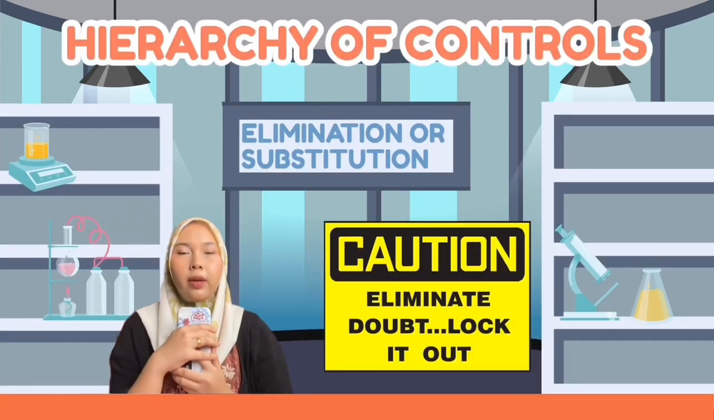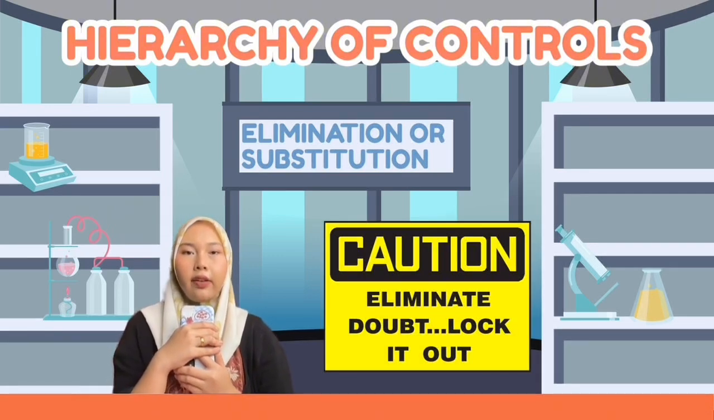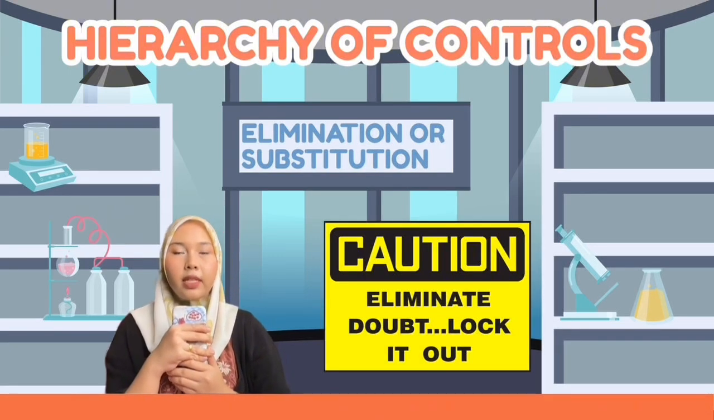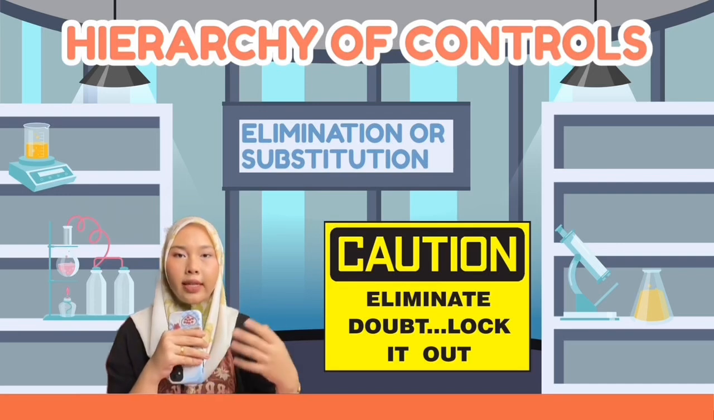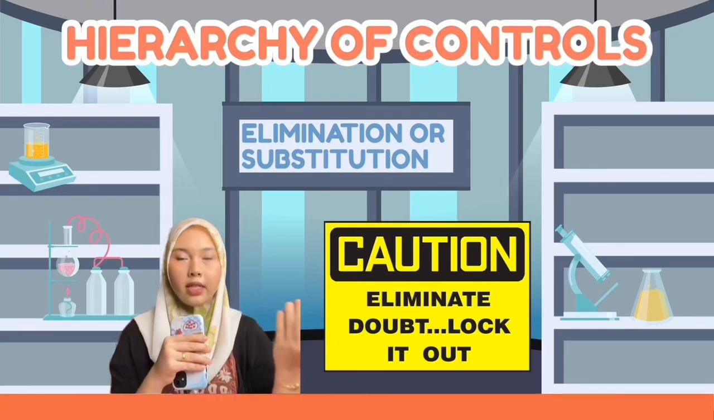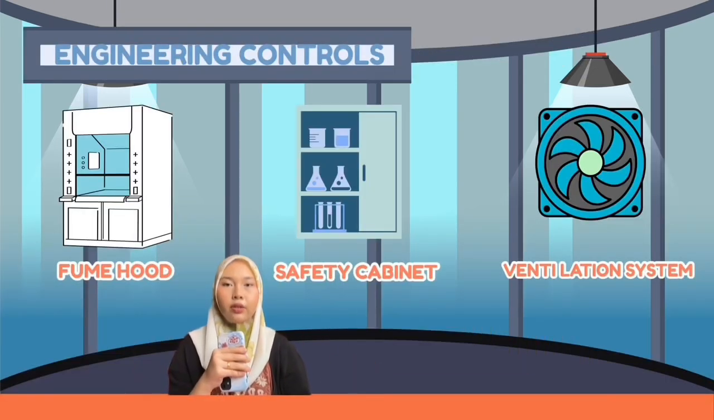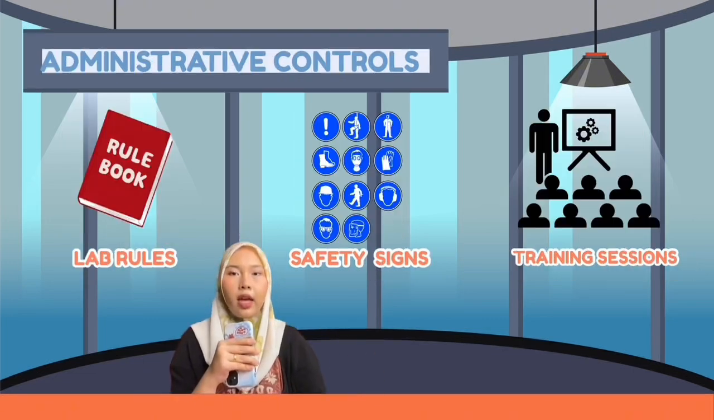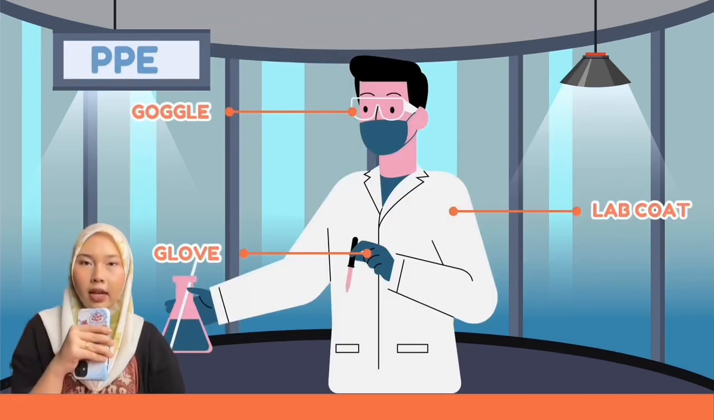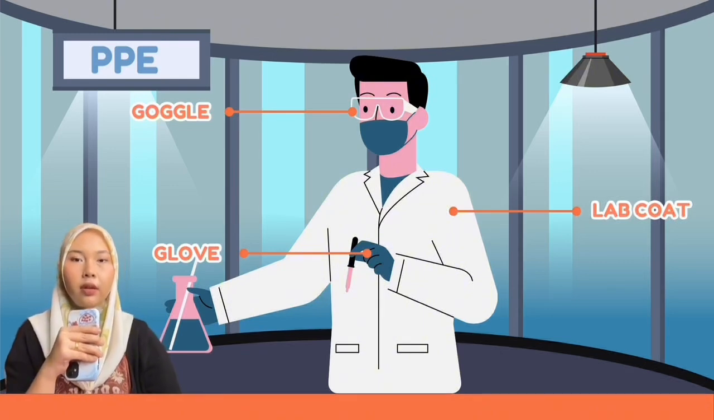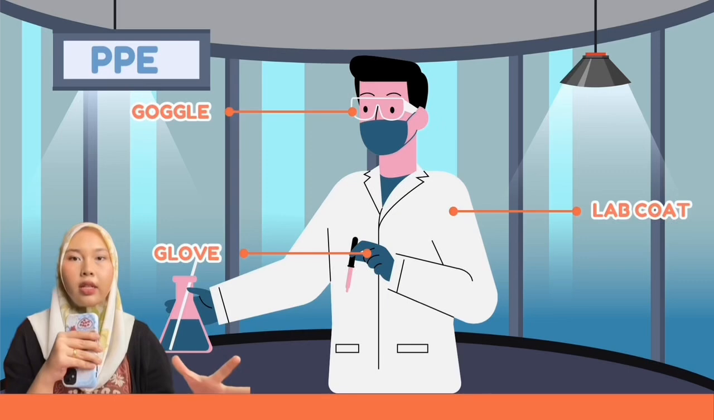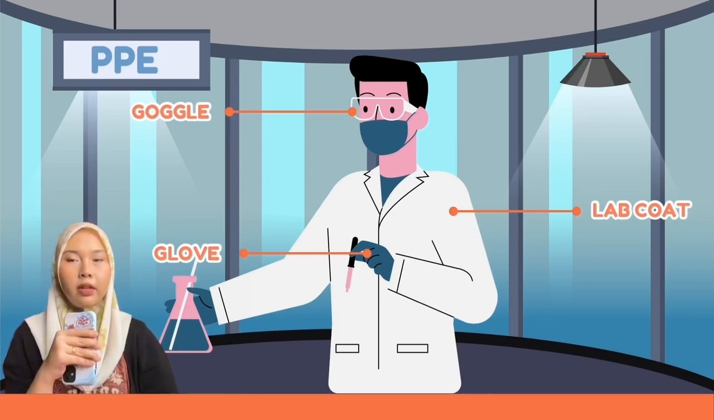To control laboratory hazards, OSH uses the hierarchy of control. The first step is elimination or substitution, where hazardous materials are removed or replaced if possible. Next are engineering controls, such as fume hoods, safety cabinets, and ventilation systems. Administrative controls include lab rules, safety signs, and training sessions. Finally, PPE like lab coats, gloves, and goggles provide the last layer of protection. Using all these controls together helps reduce risk and keep laboratory users safe.